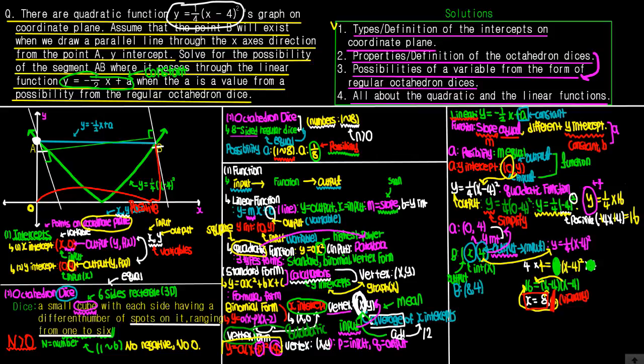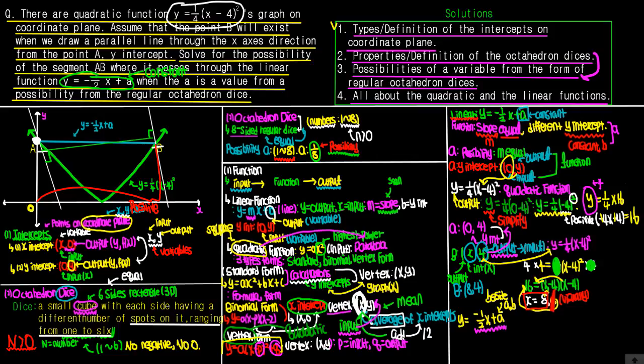In this case, let's write our linear function y is equal to negative 1 over 2x plus a. Our a value should be beside points A and B. In this case, the a value can't be 0, since we need it to not contain an x-intercept.